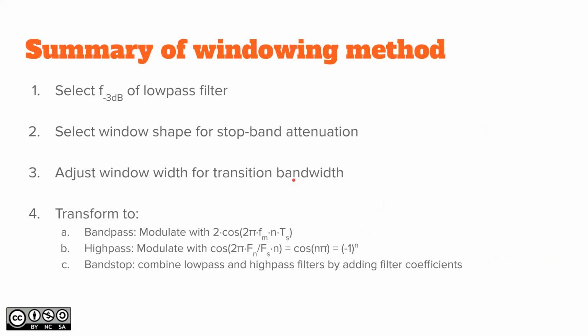Summary. Select the minus 30 dB point of the low pass filter, and then you use the sinc function. Then you select the window shape for the stop band attenuation, and then you adjust the window width for the transition bandwidth. And if needed, you can transform that low pass filter by modulation to band pass, high pass, or band stop. And okay, you can then start doing multi-band filters also by combining all of that kind of stuff together.